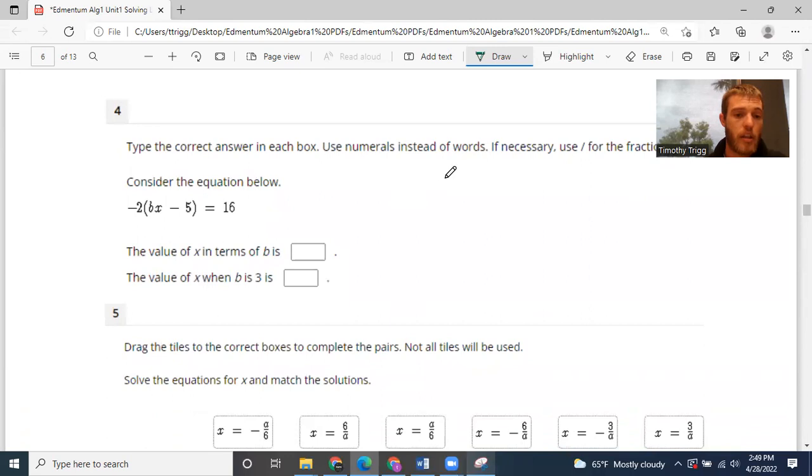Okay, this one's very similar to the one above. The first step here, I would say, divide by -2. This will give you Bx minus 5 equals -8. Go ahead and see if you can do the rest from there. If you need an example, look at the one we just did above.